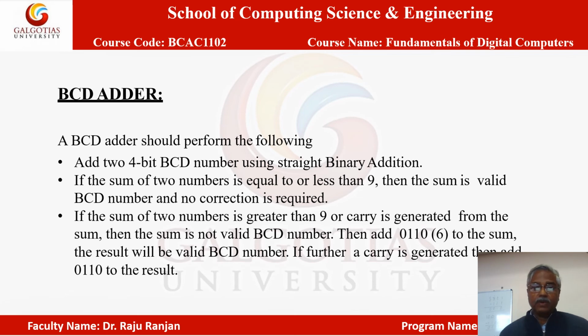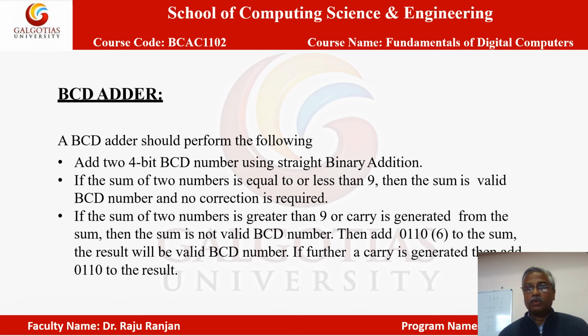But if the sum of the two numbers is greater than 9 or any carry is generated from the sum, then the sum is not a valid BCD number. And then we have to add 0110, that is 6 in decimal, to the sum, and the result will be a valid BCD number. If further a carry is generated, then also add 0110 to the result. This we already know: when we add two BCD numbers and if the result is more than 9, then we have to add 6 to that. So we have learnt about it.